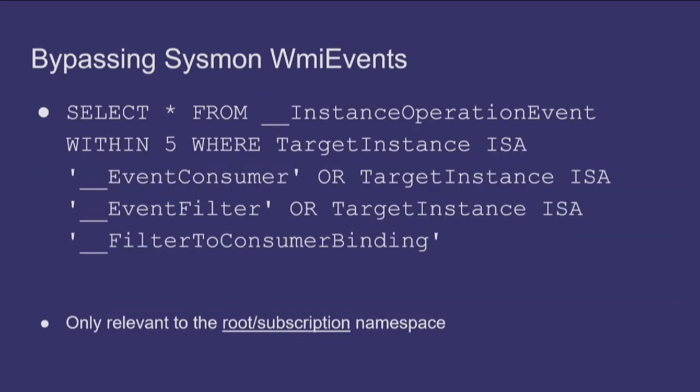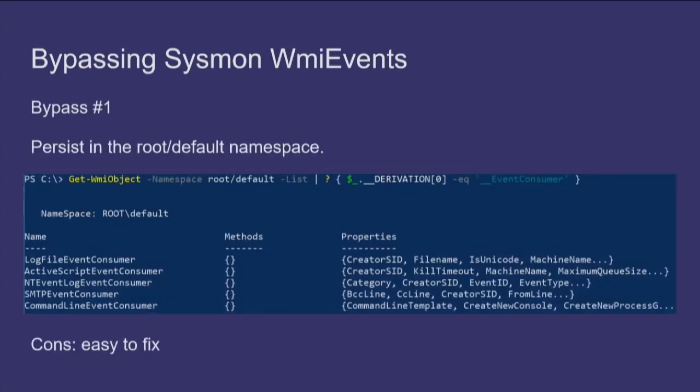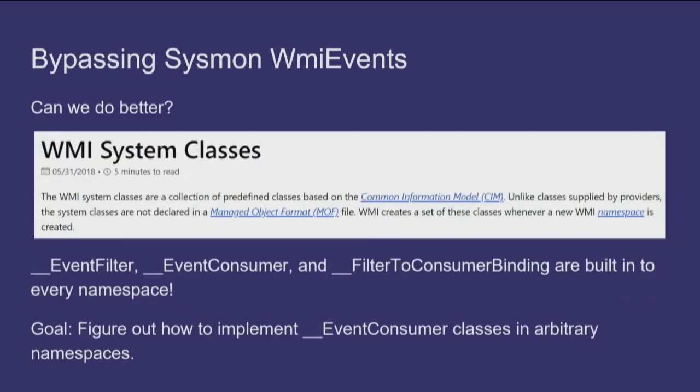Autoruns has a WMI persistence tab, and it already captures root subscription and root default based persistence. So I wouldn't be extremely satisfied with doing WMI persistence on an op using the root default namespace. Well, one, because I'm kind of burning it right here, and because it's easy to fix. So that may not last forever. So can we do better? While on our team, we like to come up with evasive tradecraft, eventually release it for others to build detections off of. But we're always asking ourselves, can we do better?